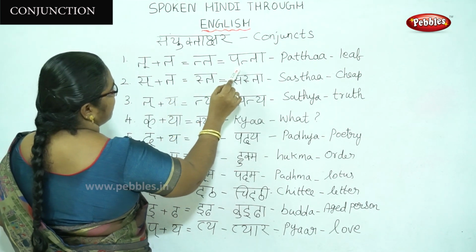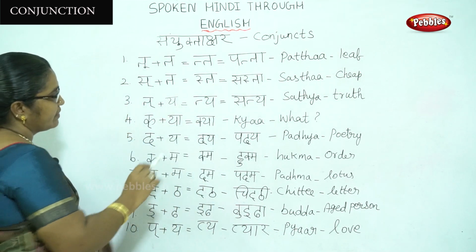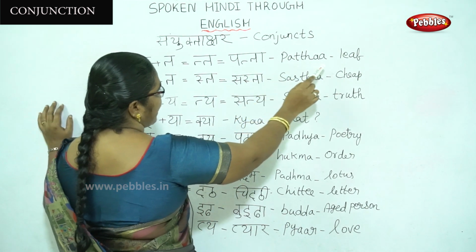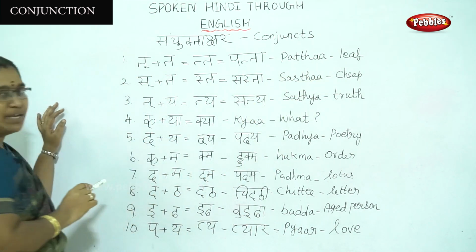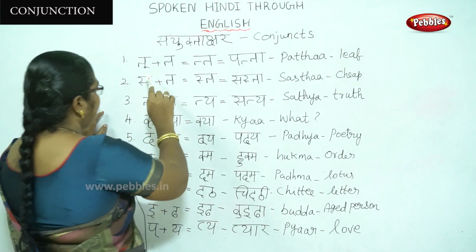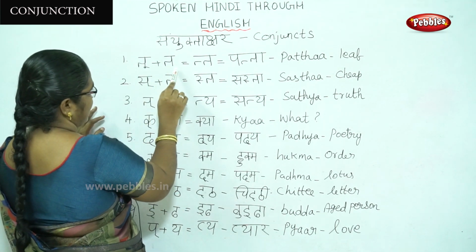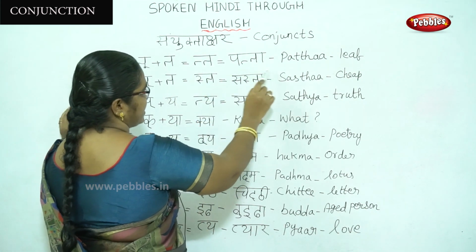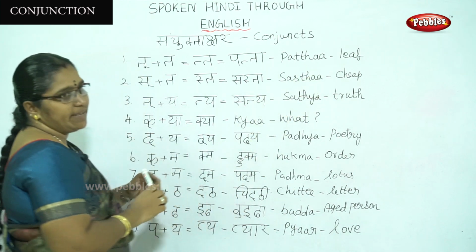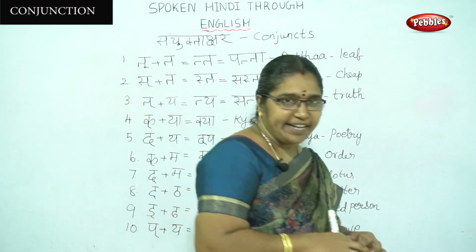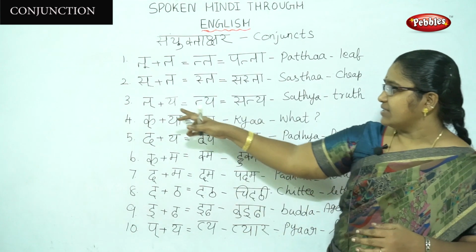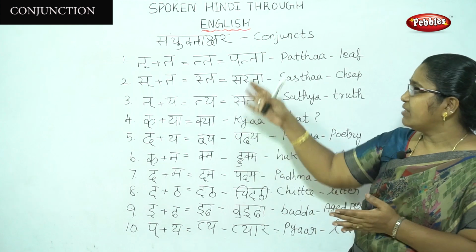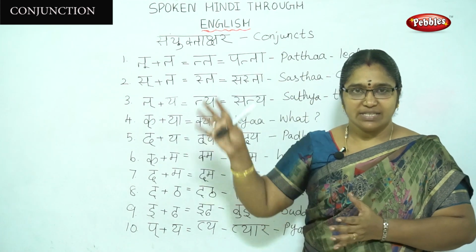The word is patta. The pronunciation is patta. The meaning is leaf. Likewise, we can write any combination of letters, and then it will become conjuncts.